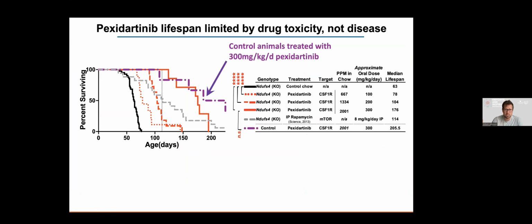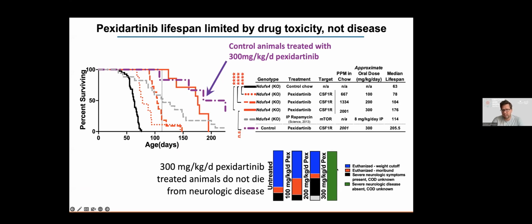Lastly, we saw a substantial rescue of survival. This seems to be limited only by toxicity of the drug, as control animals treated with the same dose were dying at about the same age as the Ndufs4 knockout disease model treated with this drug. And you can see that in the cause of death as well. The majority of animals that are untreated are euthanized due to weight loss or severe neurological signs, whereas the pexidartinib treated were all dying of unknown cause without any severe disease present. So we think we found the right target for treatment. However, this particular drug is toxic, and so we need to find a better target, a better agent.